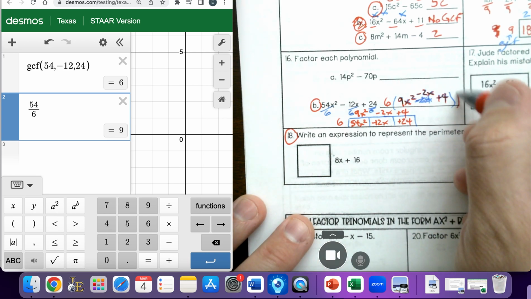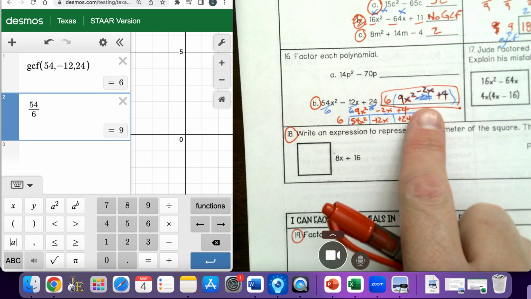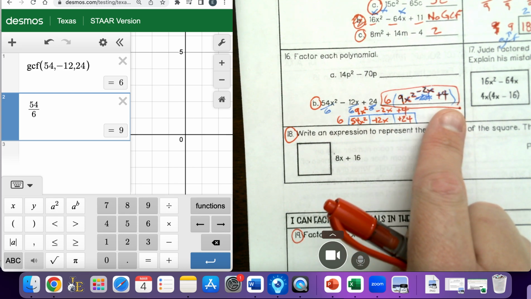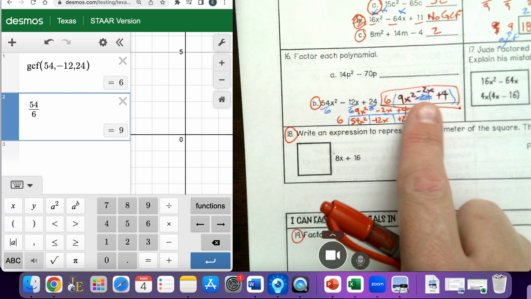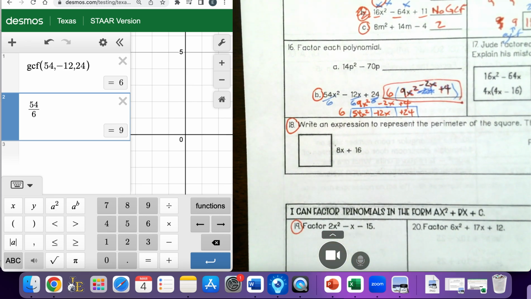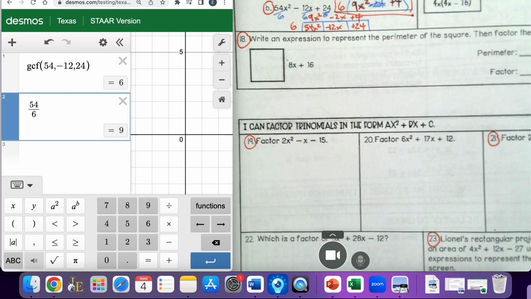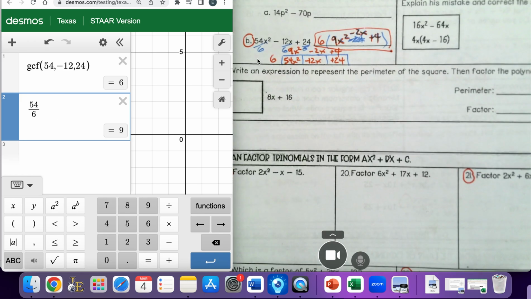So typically we could go beyond this, right? Typically we would multiply our a times c, and then we'd write down our b value, and we do all that kind of stuff like we're going to see on number 19, but we're not going to do that here. Number 18 says write an expression. I'm going to get Desmos out of here.